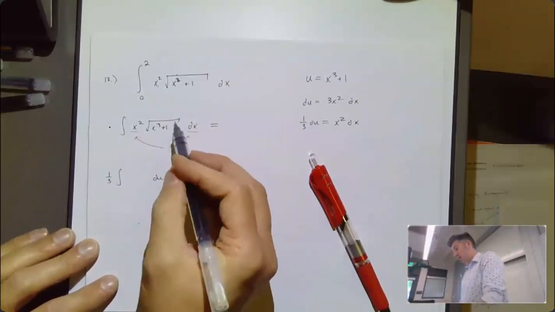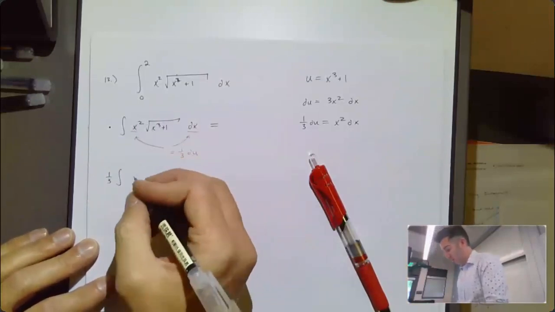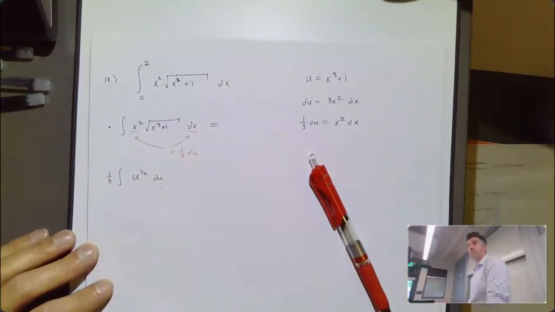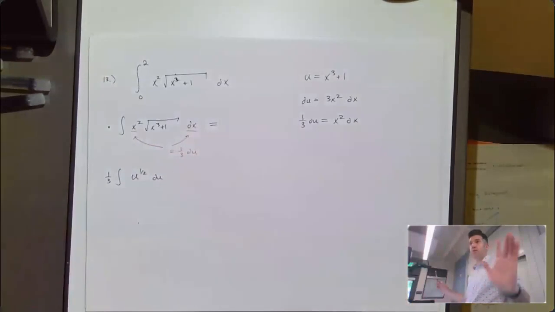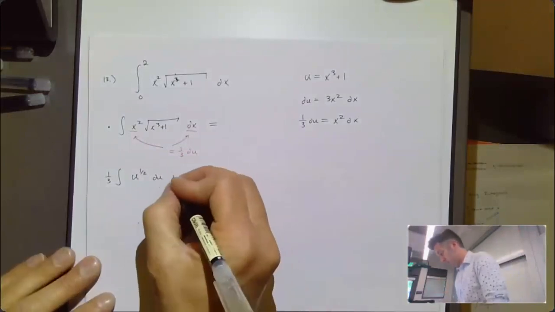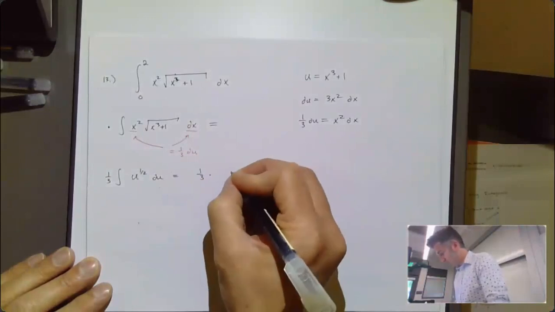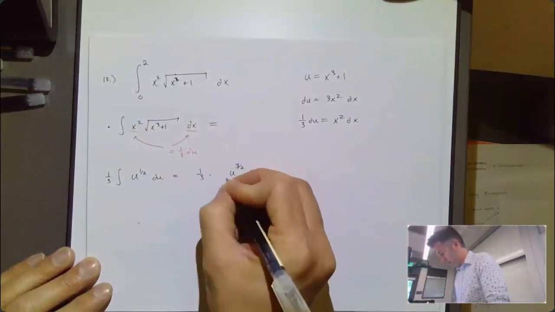And then the square root of x cubed plus 1 is going to be the square root of u, which I should really write as u to the 1/2. Square root of u to the 1/2, same thing. But we know it's going to be easier to anti-differentiate if we write it as a power. And then we're going to say that's 1/3 times u to the 3/2 divided by 3/2, which is the same as multiplying by 2/3.